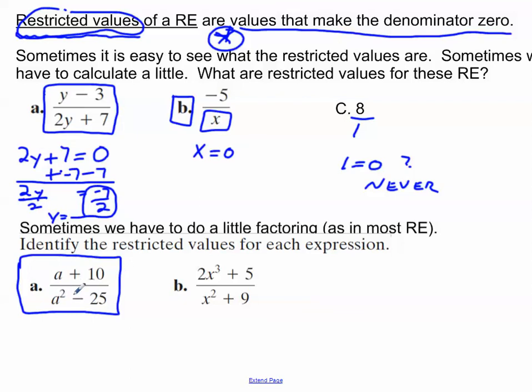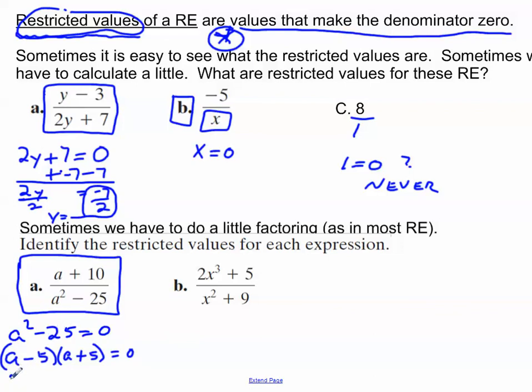When do we have a restricted value for this? Well, if a squared minus 25 equals 0, then we have a restricted value, but we can't really solve that directly. The best way to do this would be to factor this a squared minus 25. From chapter 5, we remember that a squared minus 25 is a difference of squares, so that factors into a minus 5 times a plus 5, and we still set it equal to 0, so that when that happens, that's still our restricted value.